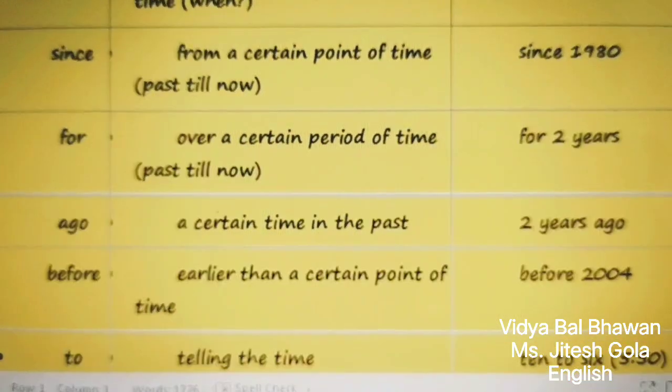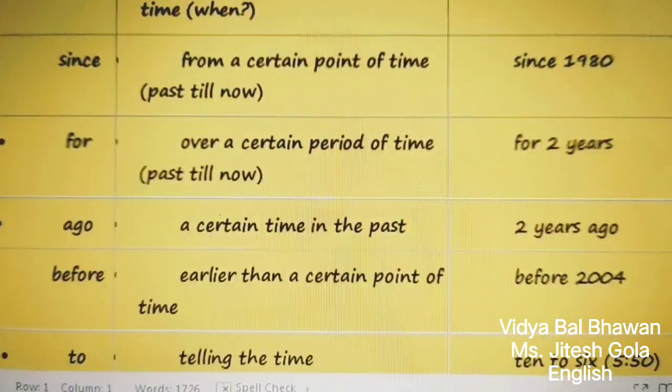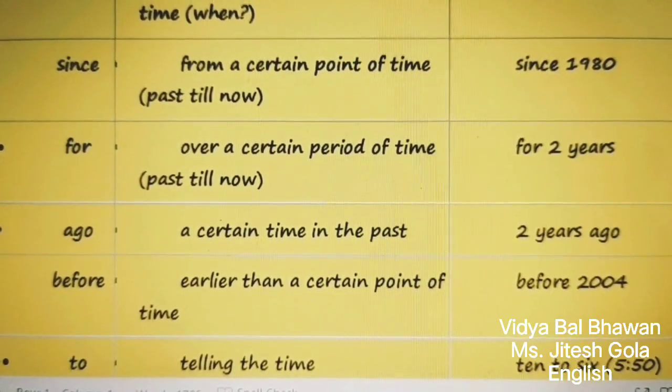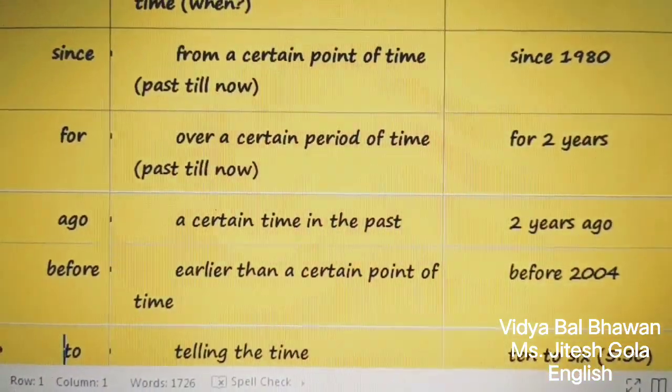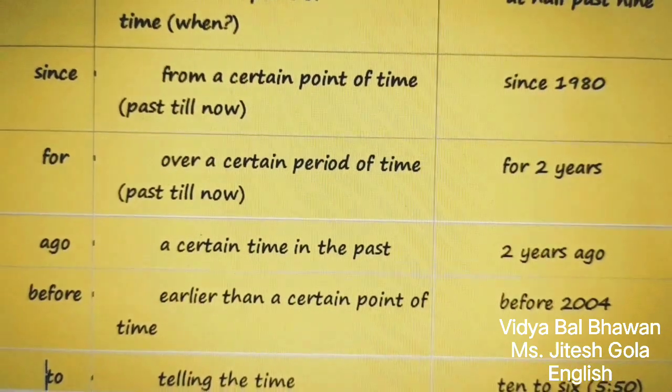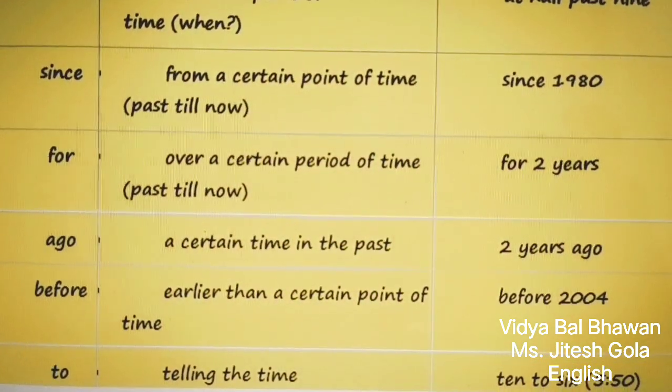A certain time in the past if you are talking about, so you will use ago. For example, you can say I went there 2 years ago.